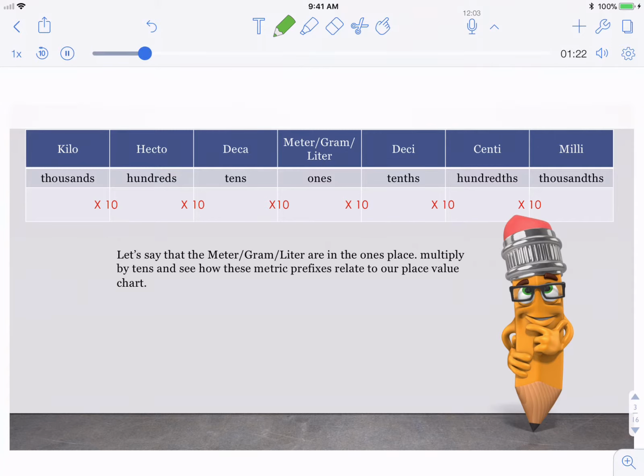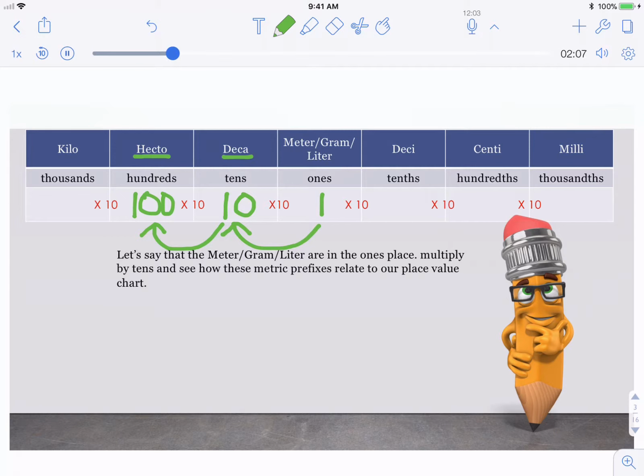So if I have one, we'll just pick grams for now. If I have 1 gram, and I multiply it by 10, 1 times 10 is 10. So 1 decagram is the same as 10 grams. If I move one more column to the left, to the hectograms, I multiply by 10 again. 10 times 10 is 100. So 100 grams is the same as 1 hectogram.